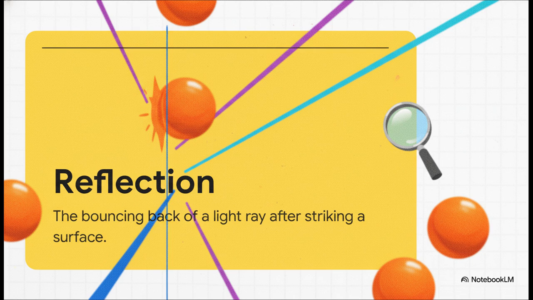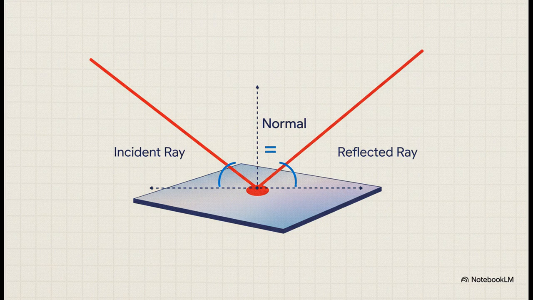The best way to think about it, imagine throwing a tennis ball against a wall. It flies in, hits the wall, and bounces right back out. Light does the exact same thing. And here's the cool part. That bounce isn't random at all. It follows one simple, unbreakable rule.